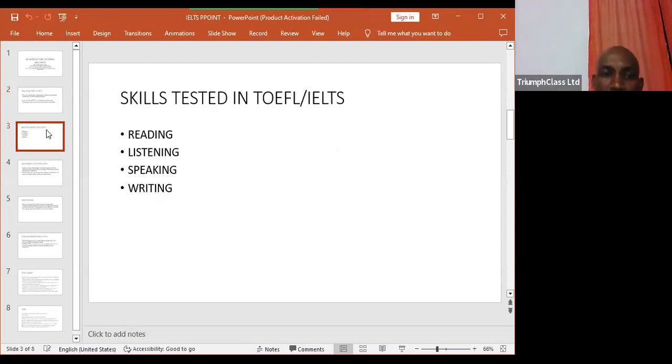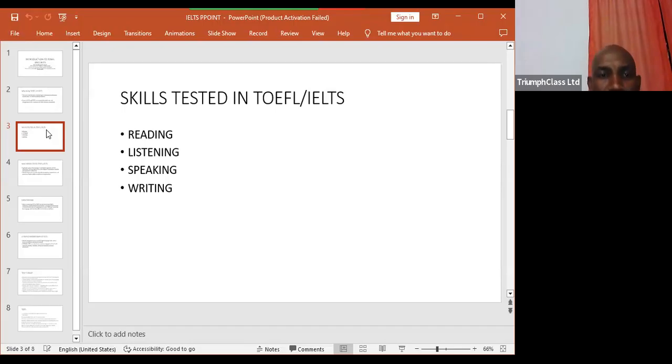These tests test the four language skills. These four language skills are the ones that confirm that a candidate or a student or any other person that wants to move to these English-speaking countries is competent in the English language. The first skill is reading. Second skill they test is the listening skill. And of course, to confirm that you know a language, you have to be good at speaking that language. And the fourth skill is the writing skill.